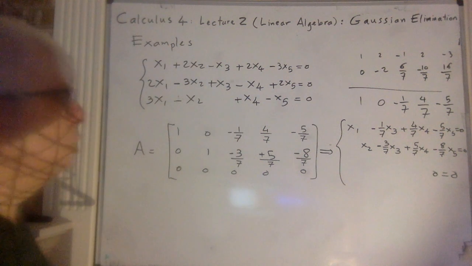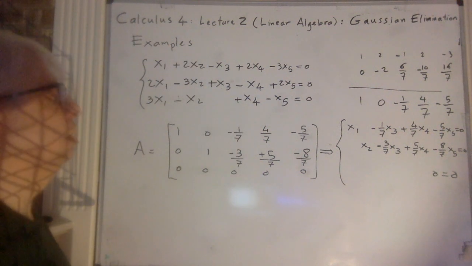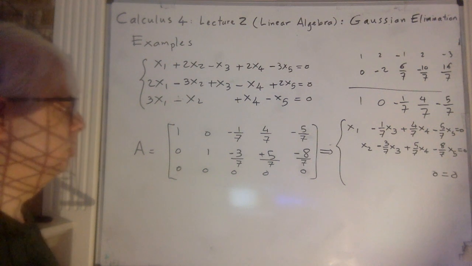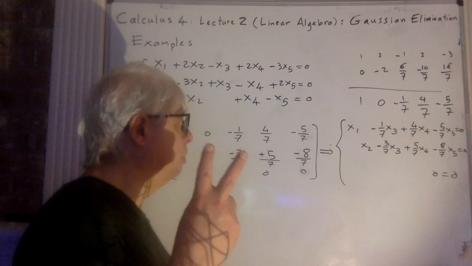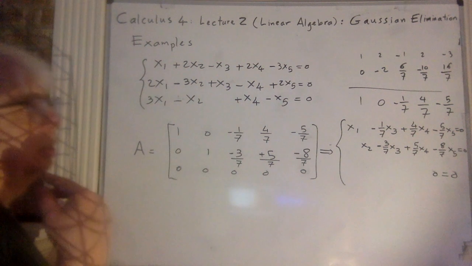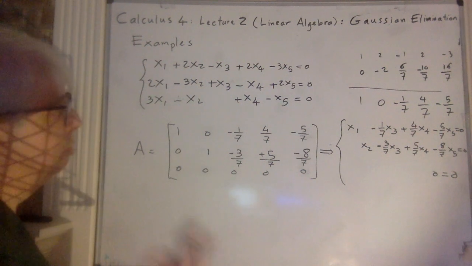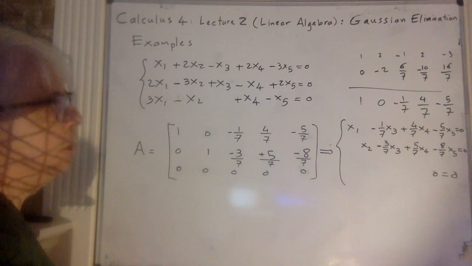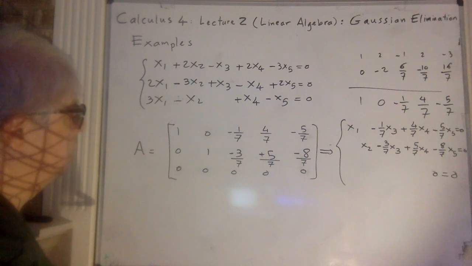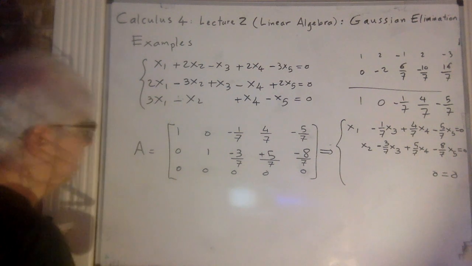To solve this, we need some free variables. So we have 2 equations in 5 unknowns. We can find 2 of them in terms of the other ones. So we need 3 free variables. Now, how do we choose the free variables?